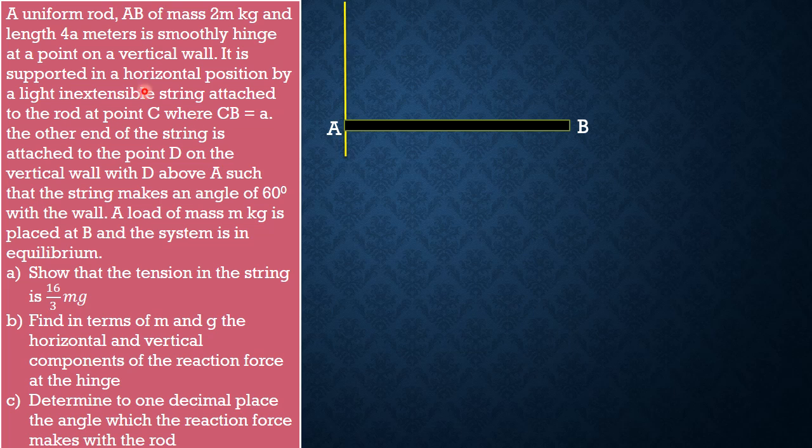Good. Then friends, we are going to have the string, because they said the string is attached to the rod right at point C, where CB is equal to a. So this point where the string is attached on the rod, we can call that point C. Good. And we're told that CB is equal to a. That's the distance from C to B is a. So here we're going to have CB, and we call that distance a.